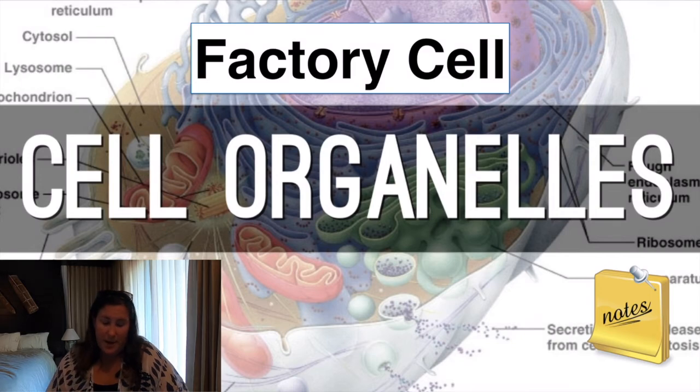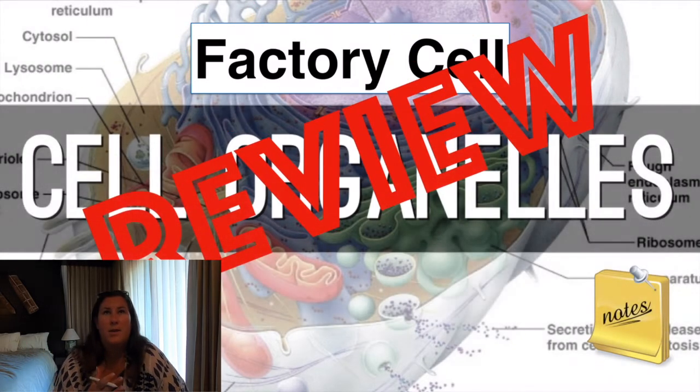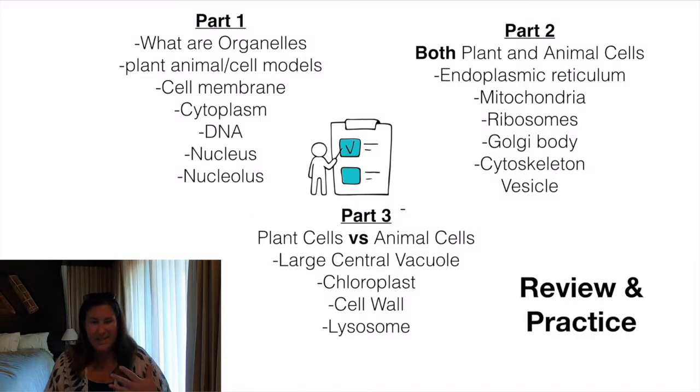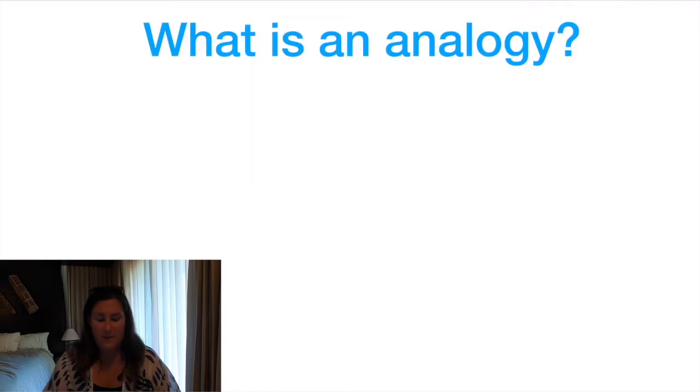We're going to be reviewing all of the organelles that we've talked about and comparing them to a part of a factory. So far we've now covered all the main organelles that are in both plant and animal cells, and compared what makes them different. So today is kind of like a review and a practice way of doing that.